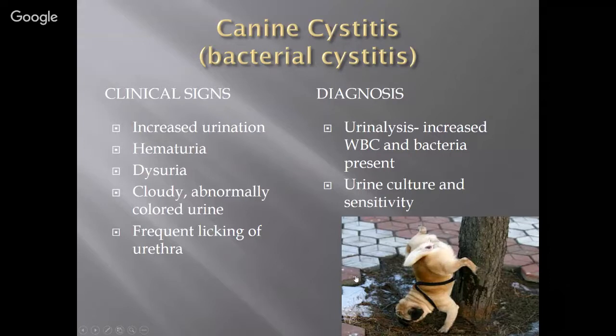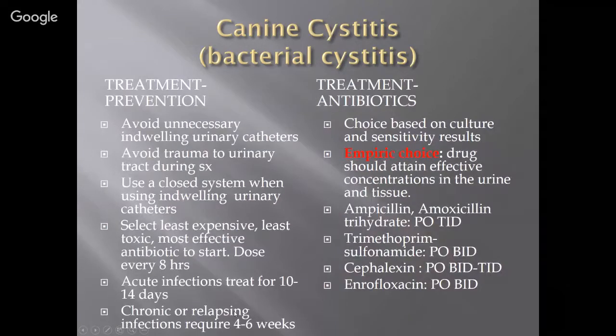Now, we see an increase in urinary tract infections in the wintertime. There are a couple of reasons for this. Number one, there's snow on the ground, and so it's easier for owners to see blood in the urine. Number two, owners are not letting their animals out as often, and so they're retaining urine, which increases the chances of getting a cystitis. Treatment through prevention.